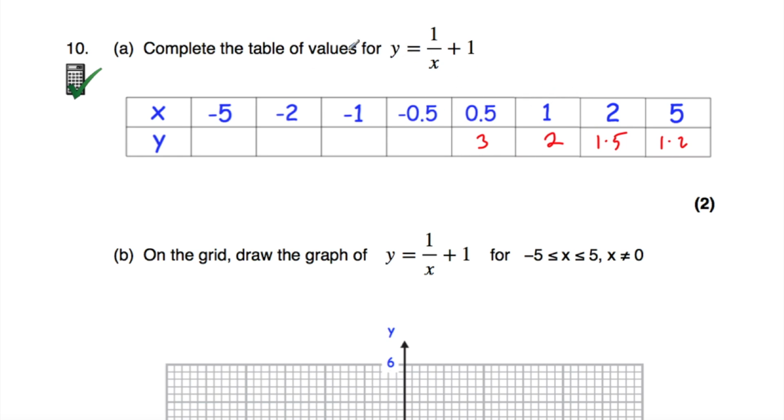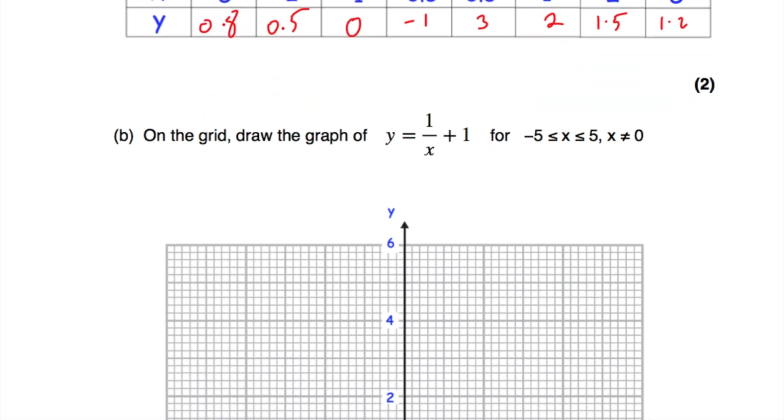Now let's have a look at our negative values for x. 1 divided by minus 0.5, well, that's going to be minus 2, plus 1 will be minus 1. 1 divided by minus 1 is minus 1, plus 1 is 0. 1 divided by minus 2 is going to be equal to minus 0.5, plus 1 will be 0.5. And finally, 1 divided by minus 5, well, that's going to be minus 0.2, plus 1 will be 0.8. Okay, so we've completed our table.